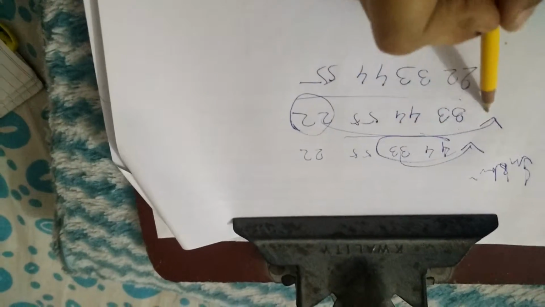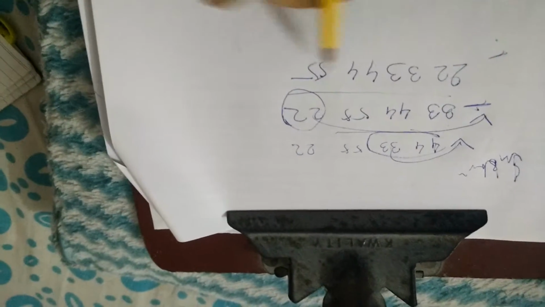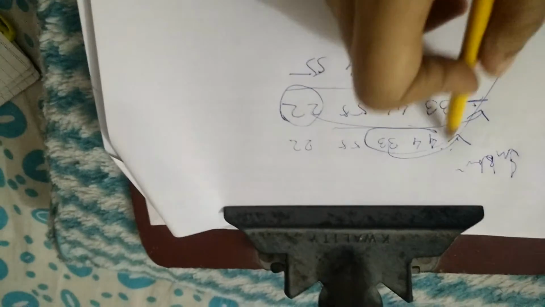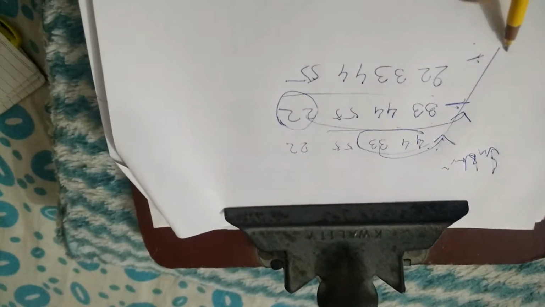It will see whether the element is less or greater, and it will insert at the beginning, not the middle or the end. It will always insert the element at the beginning. That is the insertion sort.